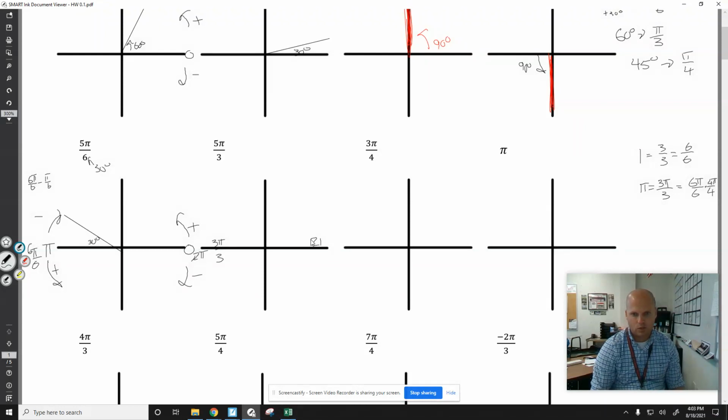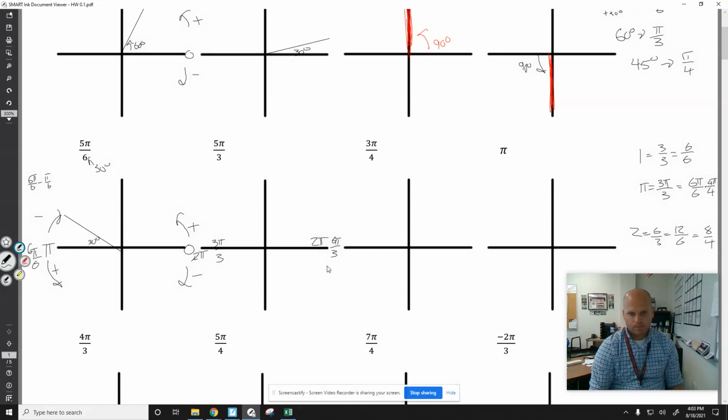You have to add 120 degrees. Or let's say we take 2 pi. 2 pi is all the way around the circle. Well, just like 2 is 6 over 3, or 12 over 6, or 8 over 4. If I want to put it in terms of pi's over 3, 2 pi is the same as 6 pi's over 3.